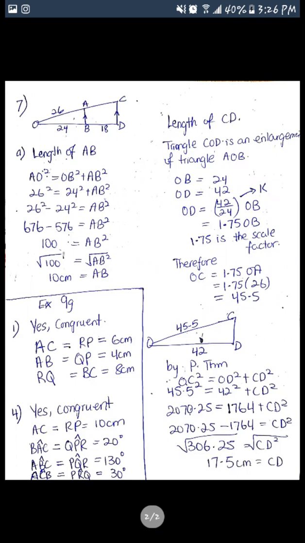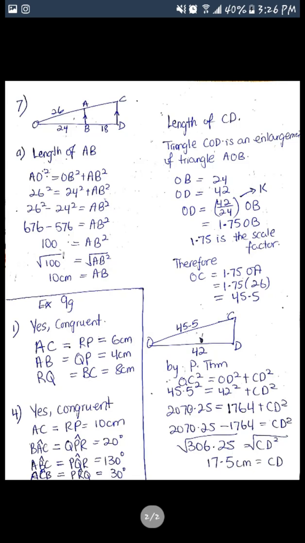Any questions there? Okay, so how do we find the length of OC now? If 24 multiplied by 1.75 is 42, so we got the whole length. How do we get the whole length of OC? 26 multiplied by the scale factor. What is the scale factor? 1.75. So it would be 26 multiplied by 1.75, which would be 45.5. So we used 26 multiplied by 1.75 to get the whole line of OC. We used 24 multiplied by 1.75, which would give us 42.